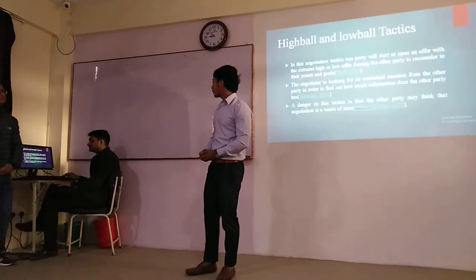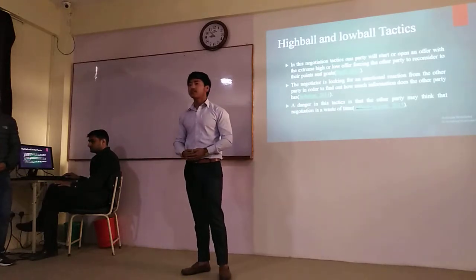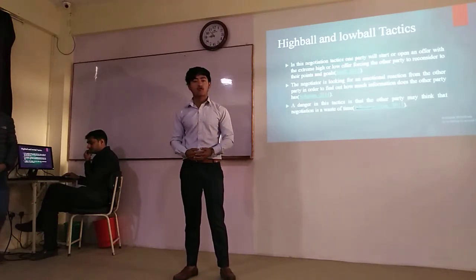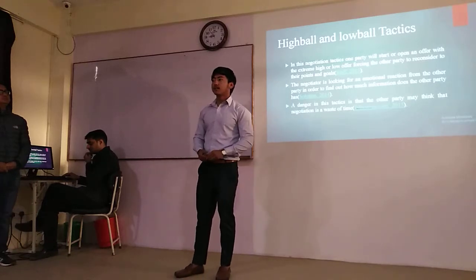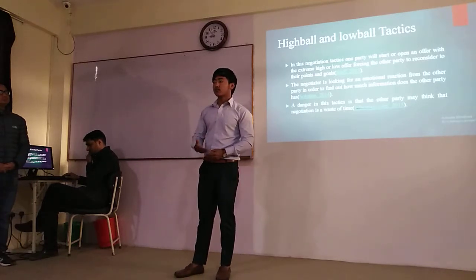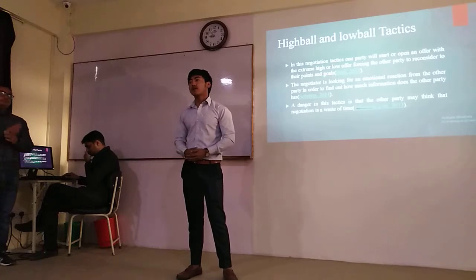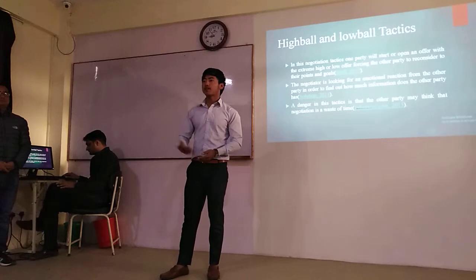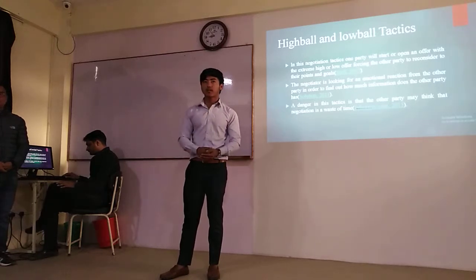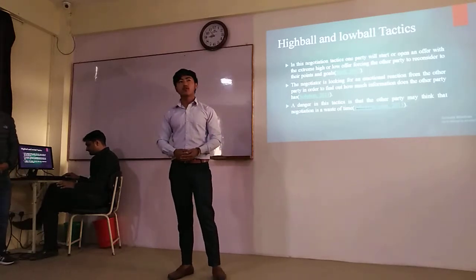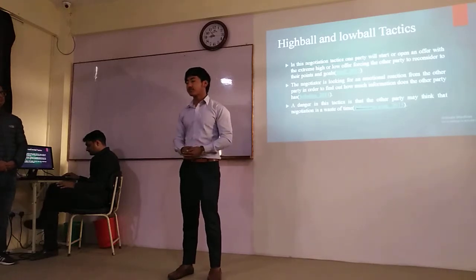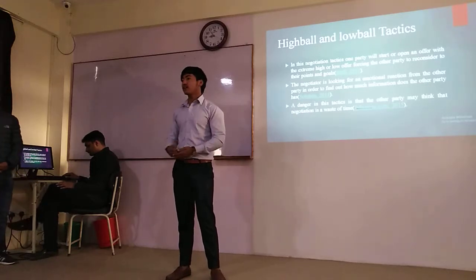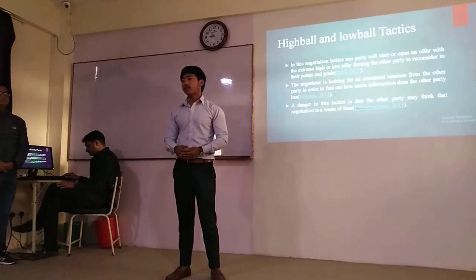The next topic is the high ball and low ball tactics. In this tactic, one party starts the negotiation with a very high or a very low offer, in order to understand how much knowledge the other party has about the negotiation that is going to take place. For example, if you go to a shopping mall to buy a t-shirt or jeans, the shopkeeper may quote a price 3 times the actual price. So we might think that negotiating is a waste of time. That's the danger in this tactic.